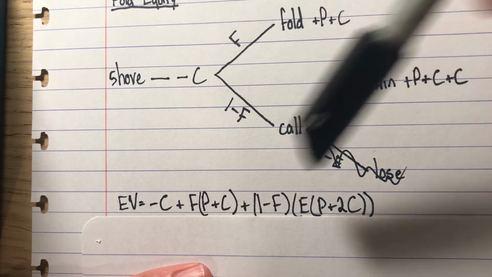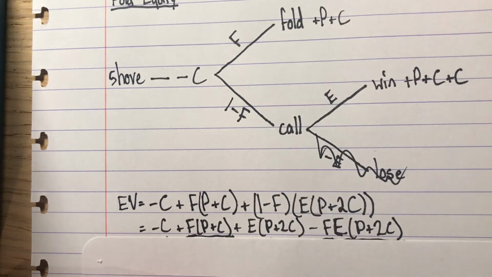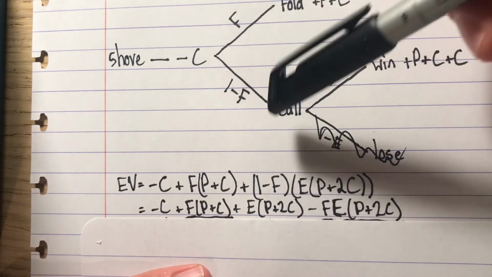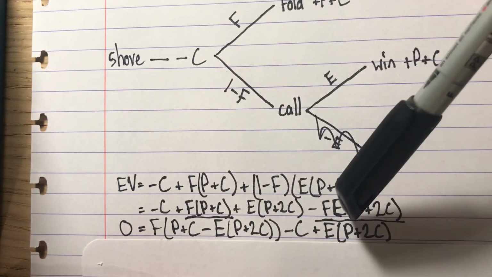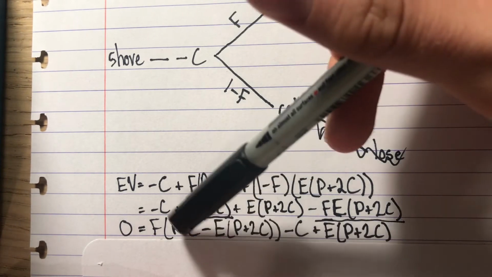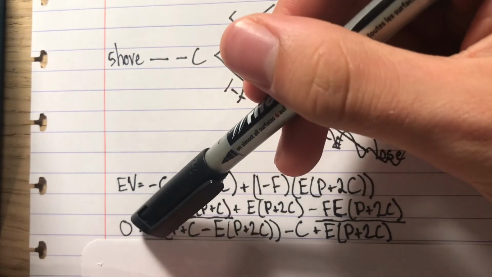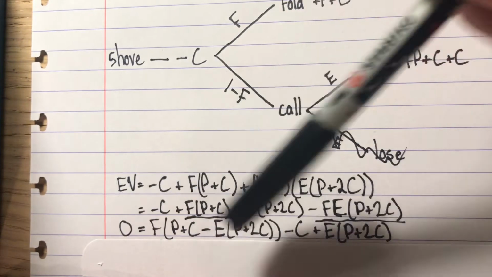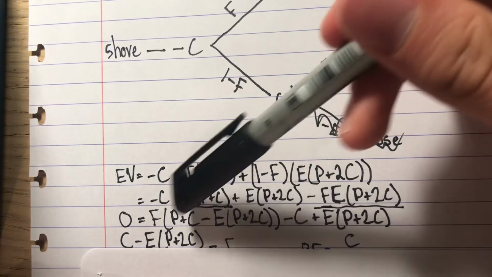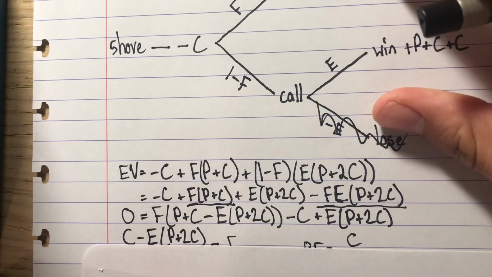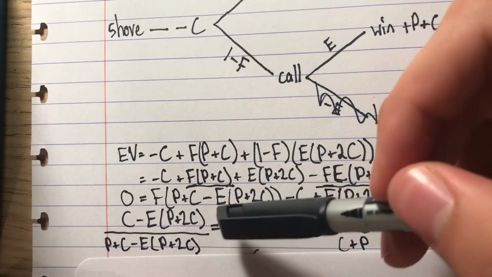So now we will distribute this 1 minus F out. We get this. Then we see we have two F terms, and F is the term we're trying to find, so we'll combine them together: P plus C, and this negative E times P plus 2C term come together. We take the other two terms and put them on the side. Because it's a break-even scenario, our EV is 0, and that means we can move these two terms to the other side and divide by this whole P plus C minus E times P plus 2C. And we get our nice formula, F equals this whole shebang. That's pretty complicated, right?